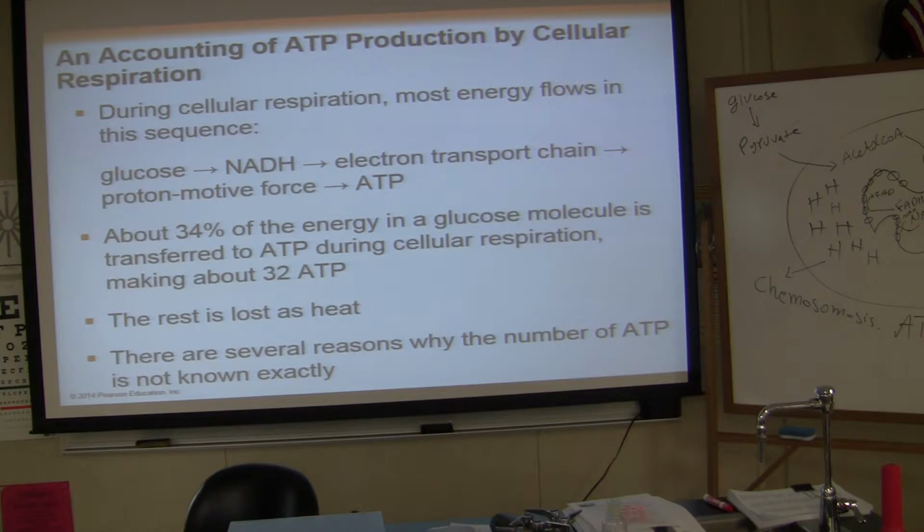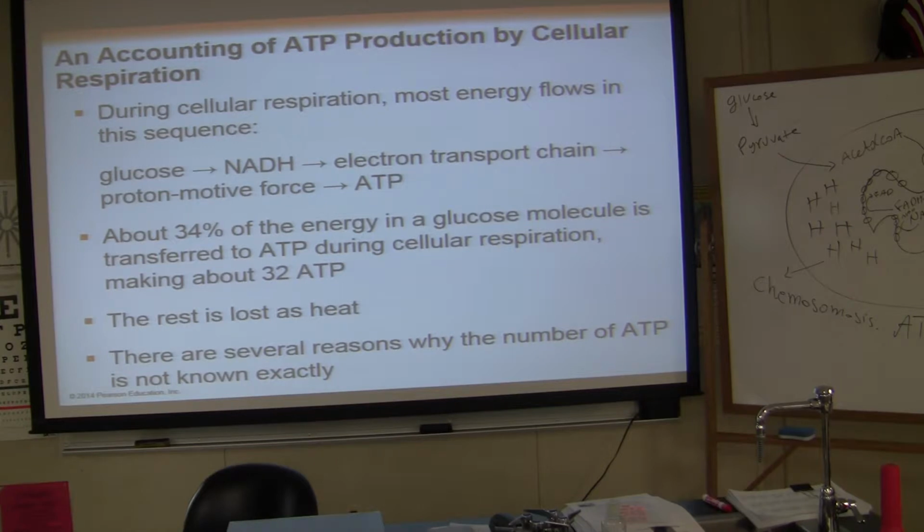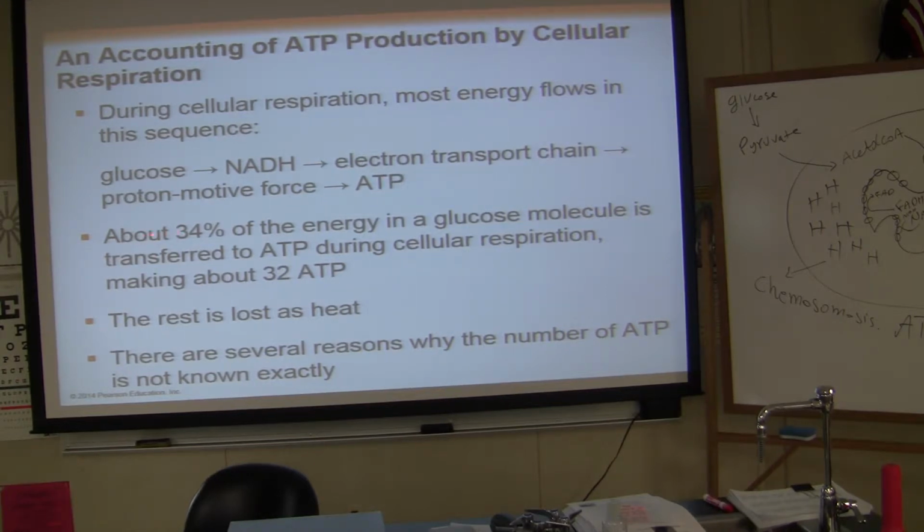Here we go, I'll go over more wording. During cellular respiration, most energy flows in this sequence. Yes, we talked about this. Glucose becomes NADH, electron transport chain, proton motive force, which is ATP. When they're talking about proton motive force, that's ATPase. About 34% of the energy in a glucose molecule is transferred to ATP during cellular respiration, making 32 ATP. That's a number you should know: 32 ATP. The rest is lost as heat, thermodynamics.